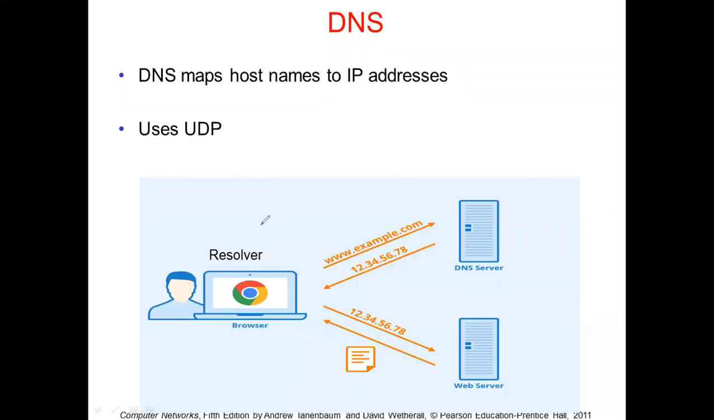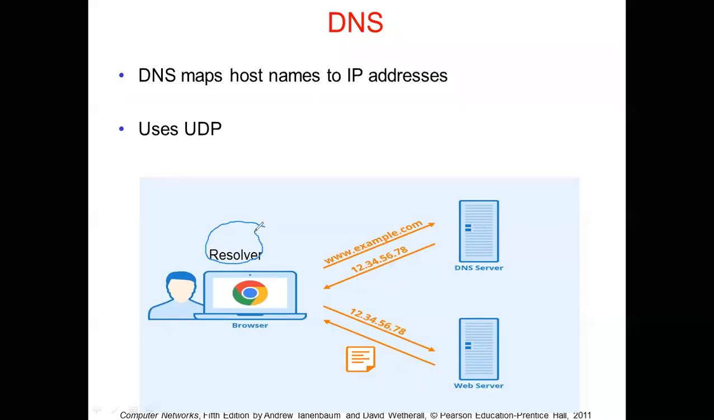Now you all can see there's a resolver process. This resolver process will create a query. That is, it will put the name of this particular host, example.com, as the parameter, and it is sent as a query to the DNS server. You can see the DNS server here. When the query goes to the DNS server, the DNS server will return the IP address of that particular website. So look at the process.